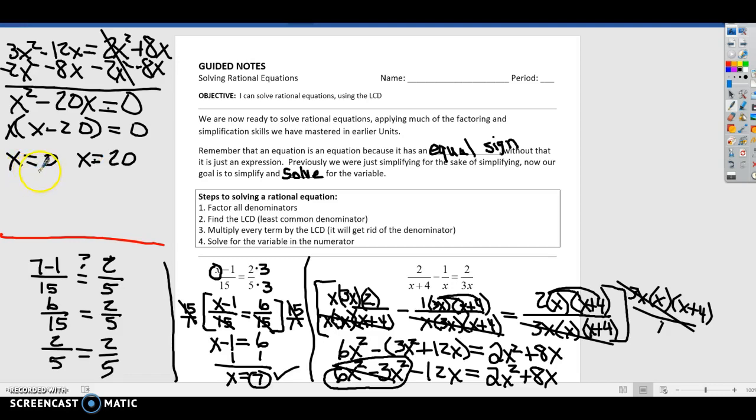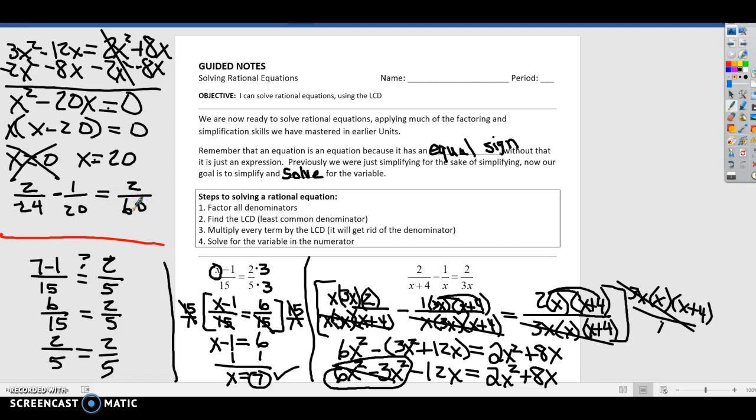Okay, now I'm going to check these and see if either one of these is a solution. Well, the first thing I look at, 0 cannot go in the denominator here. So 0 cannot be a solution. Alright, so if I check 20, I'm going to have 2 over 20 plus 4 is 24, minus 1 over 20 is equal to 2 over 3 times 20 is 60.